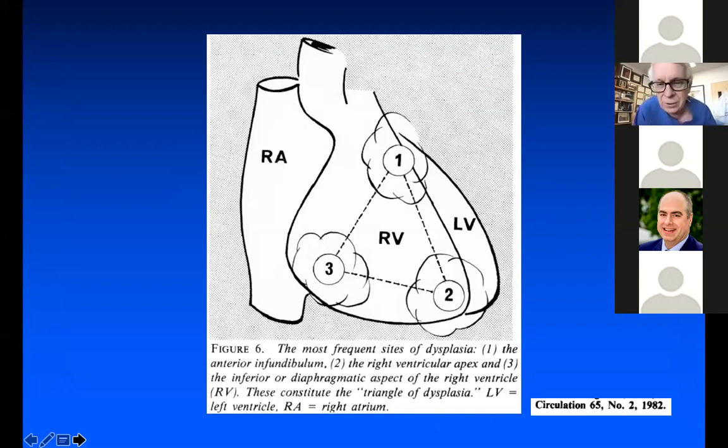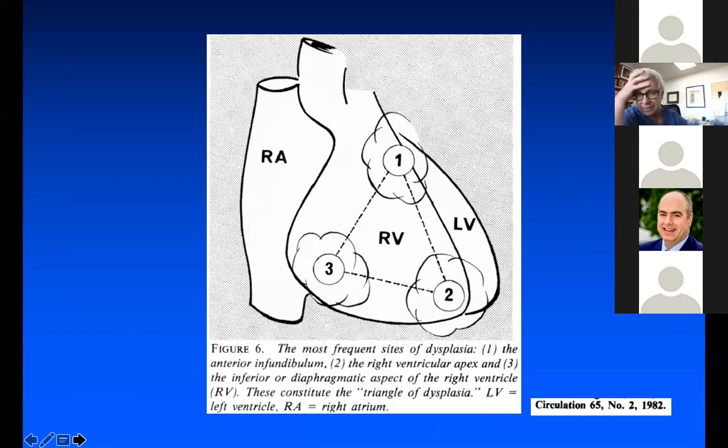So this figure shows the triangle of dysplasia. They're trying to emphasize that ARVC impacts the inflow tract right under the tricuspid valve, the outflow tract, and the apex. And I say it's a mistake because ARVD doesn't involve the apex. Only when your whole RV is dead is the apex involved. With early disease, you never see apical involvement.